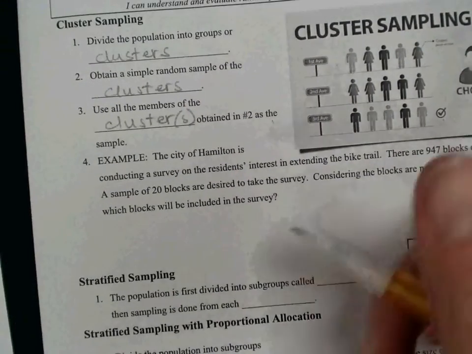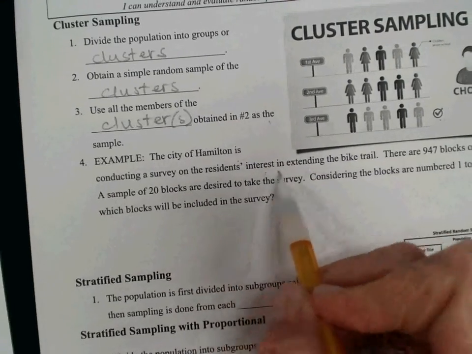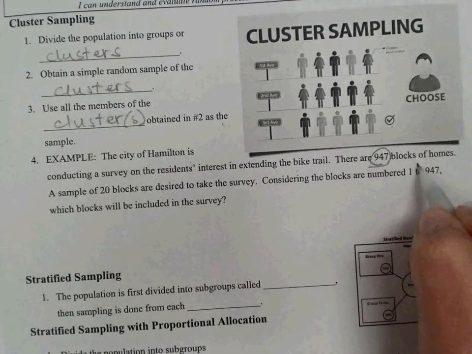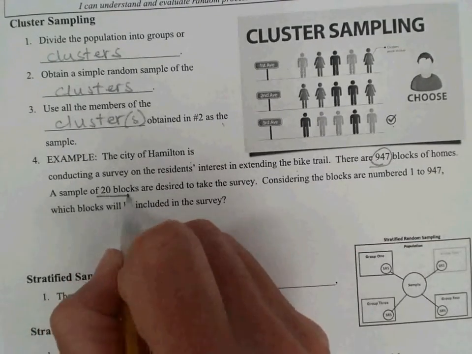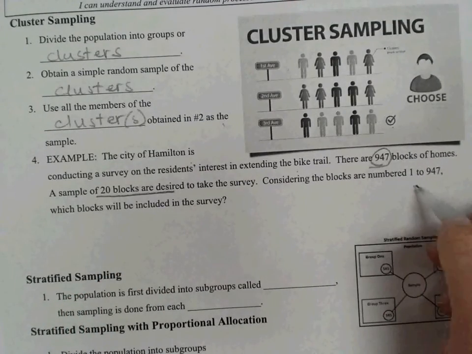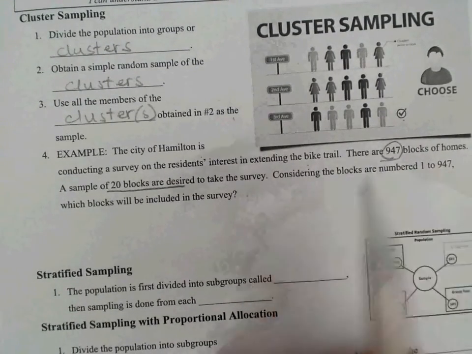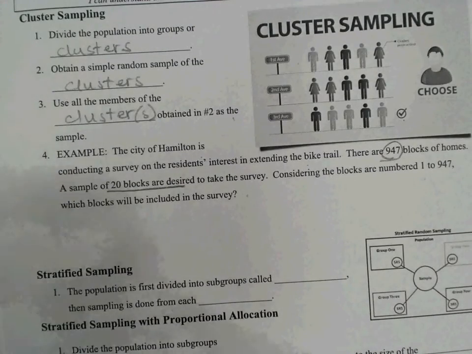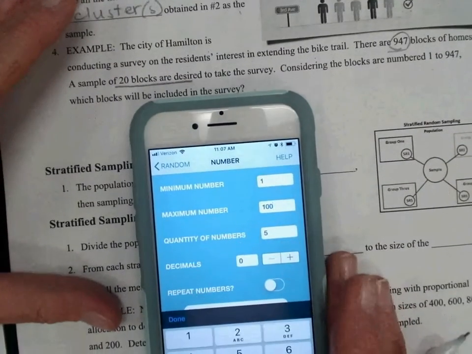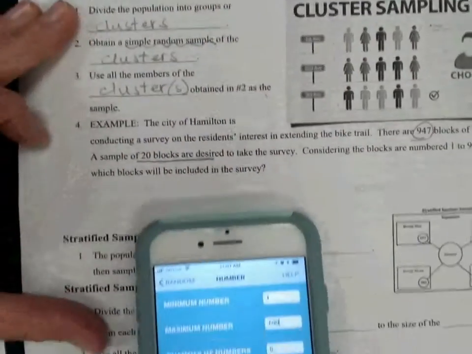So here's an example. The City of Hamilton is conducting a survey on the residents' interest in extending the bike trail. Let's say there are 947 blocks of homes, and a sample of 20 blocks are desired to take the survey. Considering the blocks are numbered 1 to 947, which blocks would be included in the survey? So one nice way to figure out 20 different blocks of the 947 to survey, as we said, by simple random sample, is to use a random number generator.